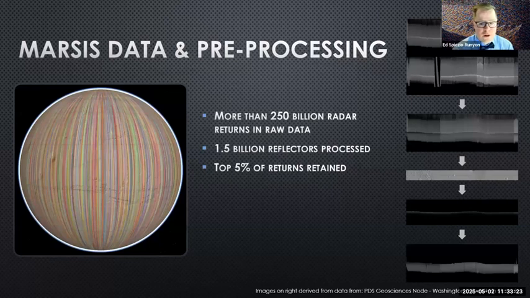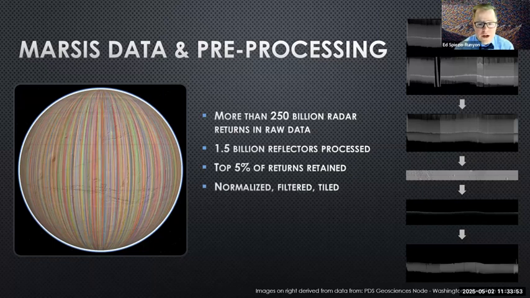I began with a full global MARSIS data set, which was over 250 billion individual radar returns. I removed atmospheric and ground interference with noise suppression using cluttergrams and DEM filtering, and that left me with about 35 billion subsurface reflectors. And then I filtered for radar power values, retaining the top 5%, the 1.5 billion brightest echoes, as these represent the high contrast interfaces, which could possibly be ice, brine, or rock boundaries.